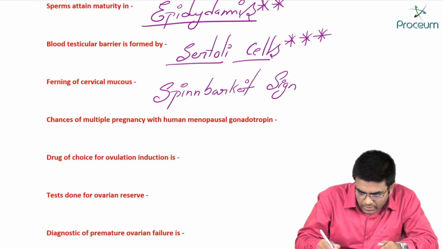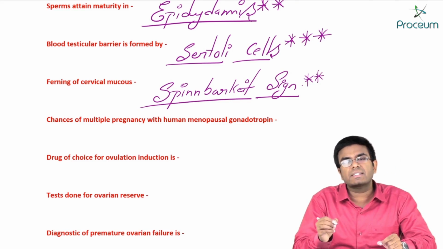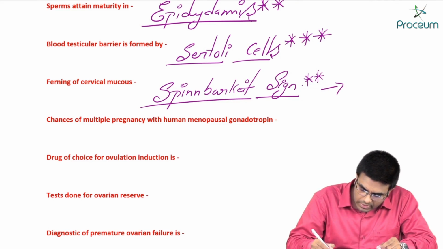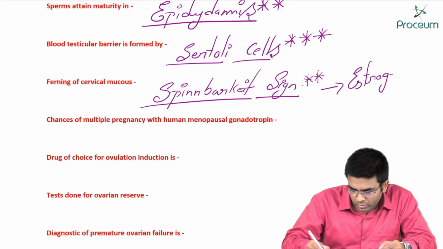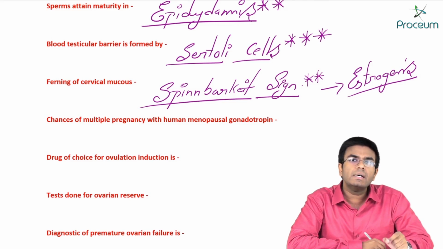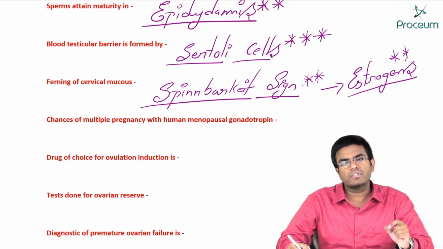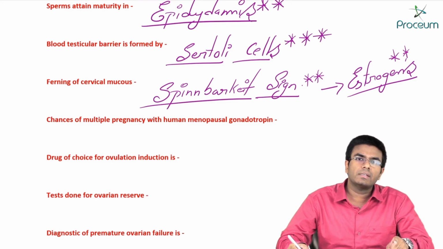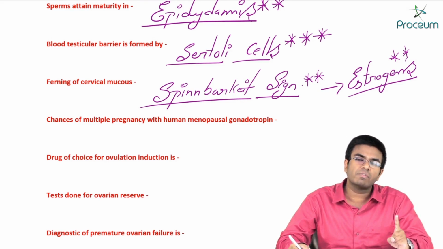Sign. Okay, so ferning of cervical mucus is known as the Spinnbarkeit sign, and this Spinnbarkeit sign is because of estrogens. That means Spinnbarkeit of cervical mucus is seen in the proliferative stage of the menstrual cycle. Why? Because in the proliferative stage, we have estrogens. In the secretory phase of the menstrual cycle, estrogens are less in quantity and we have progesterone. So during the secretory or luteal phase, there is no Spinnbarkeit or ferning of cervical mucus.